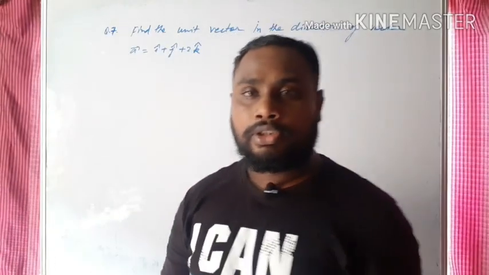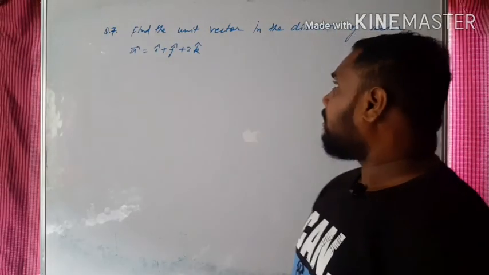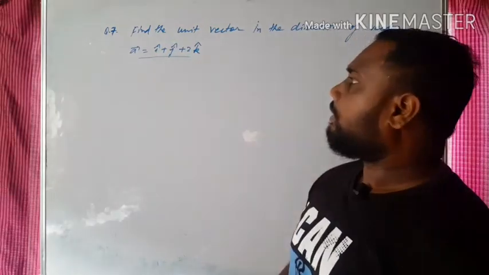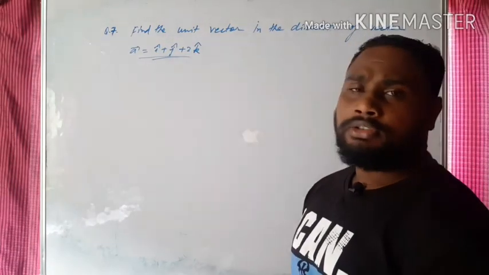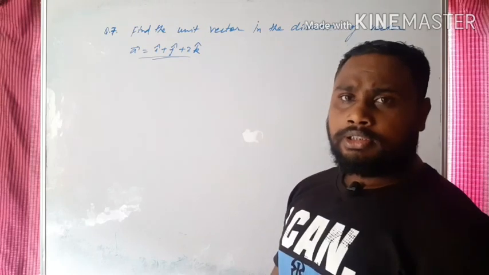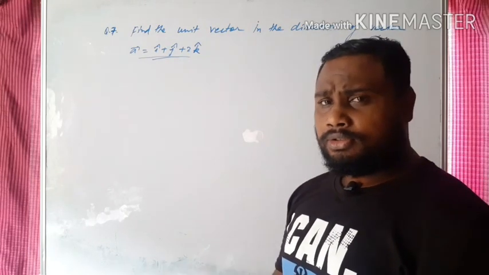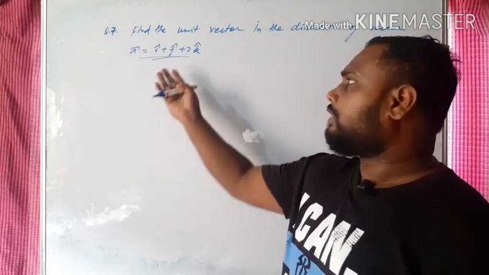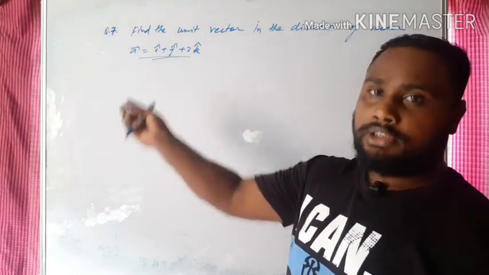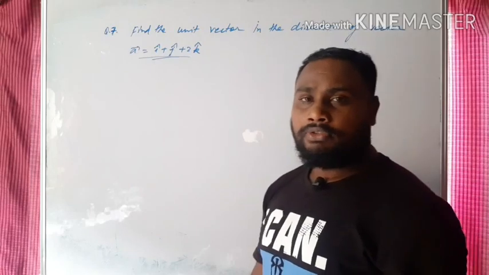So let's see this question. Find the unit vector in the direction of the vector i plus j plus 2k. A vector is given and I want to find the unit vector of it. The question may be asked like this also, find the unit vector of this vector, or find the unit vector in the direction of the vector. It's the same thing, you'll have to find the unit vector.